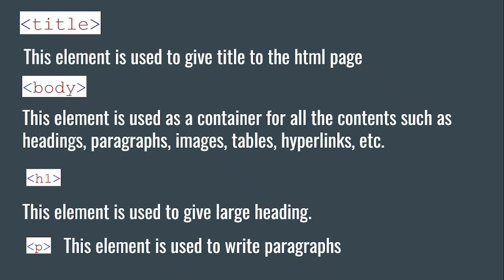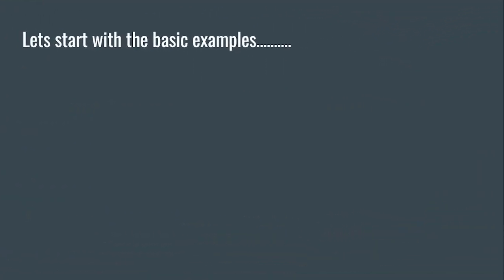The body is the element that is a container for all the contents. On the page of a website, we can see headings, images, tables, and all the links. These will all be in the body tag. And h1 is a heading; if we want to give a large heading, we can use h1. And p is for a paragraph; if you want to write some paragraph about the page, we can use a p element. Let's start with a basic example.